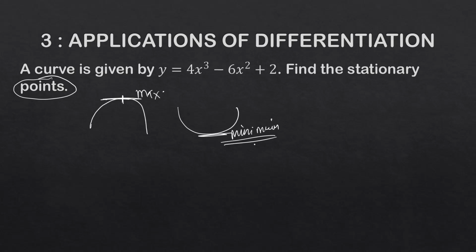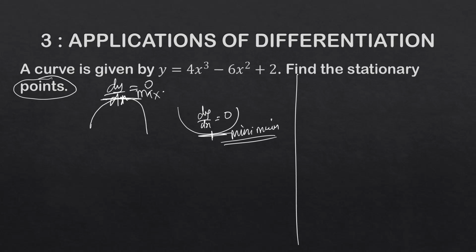Whichever point it is, at any of these maxima, dy/dx is equal to 0. Even at this point, dy/dx is equal to 0. So that is the stationary point, right? Now, how do we do that here? What we are going to do is first of all find dy/dx and equate it to 0.